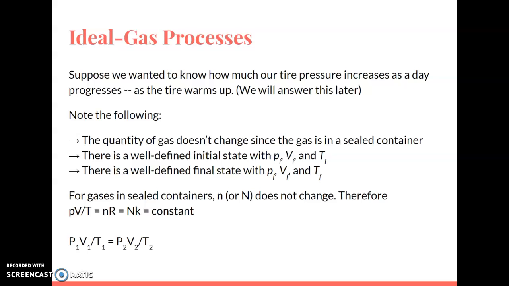An ideal gas process. Something that's going to be helpful for us is for gases in a sealed container. If we're looking at the ideal gas law, the quantity of nR, or Nk, whichever ideal gas law you're looking at, is going to be constant. That means that the quantity of PV over T is constant through the process. So for our initial state, PV over T is equal to that for the final state.